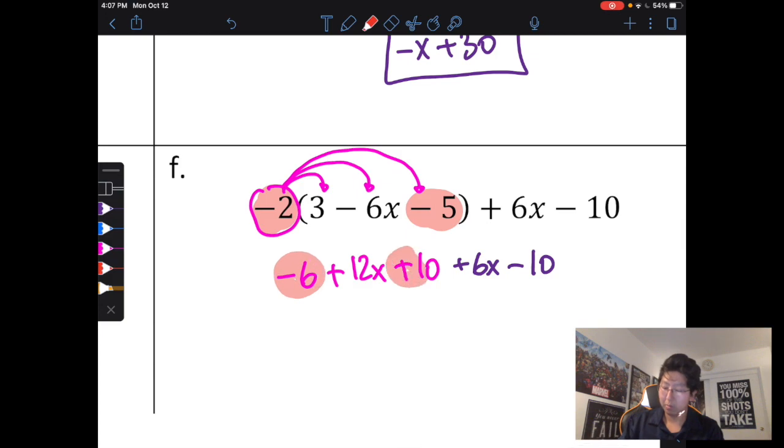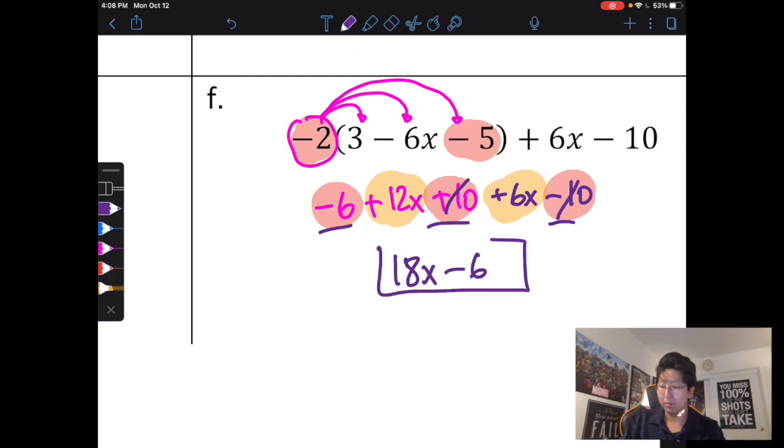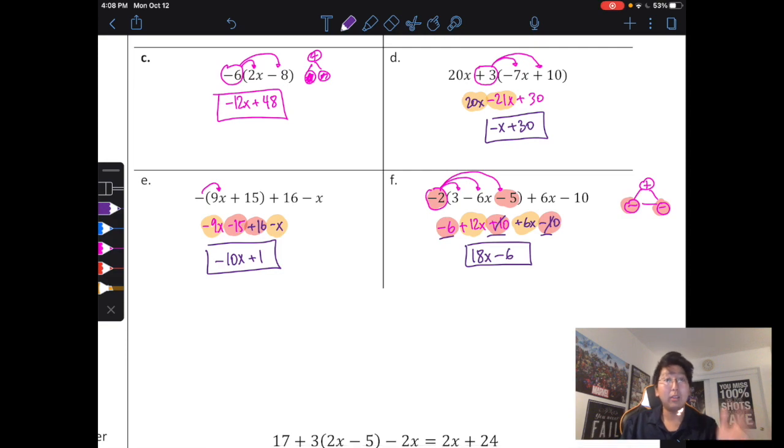Negative 6 plus 10 minus 10. And then we have 12x plus 6x. So in total, how many x's do we have? We have 18x. Oops, oh no, I messed up. We have plus 10 minus 10, so those two cancel each other. They're creating zeros basically. So we just end up with minus 6. 18x minus 6, okay? So here, that's the distributive property.